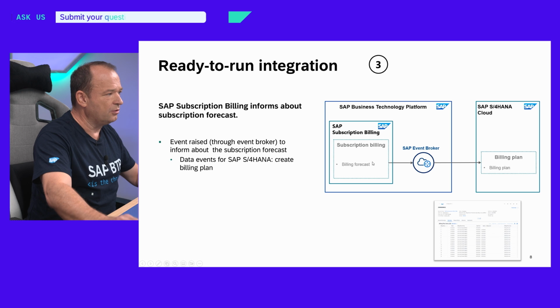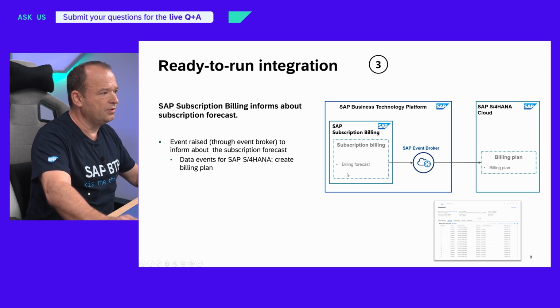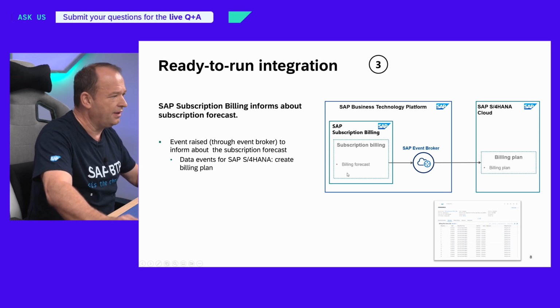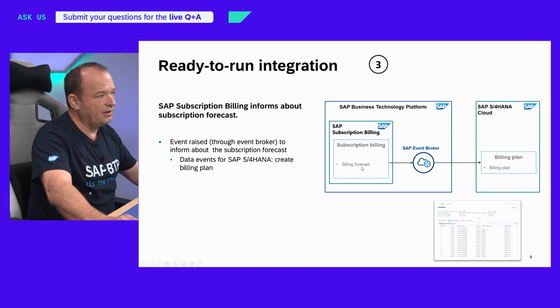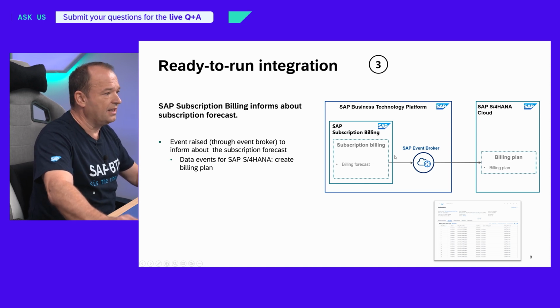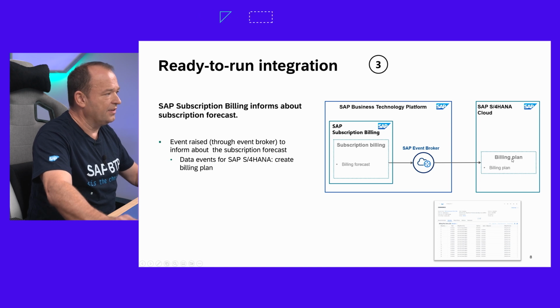In the next step, we have to create the billing plan. This was not explained in detail in the demo, but this happens in between. So we have a billing forecast in subscription billing. That's what also was explained by Benedikt, that it is managed automatically. And at this point of time, we use again the event broker and say, oh, I have a new billing forecast, please update. And then the data events create the billing plan.